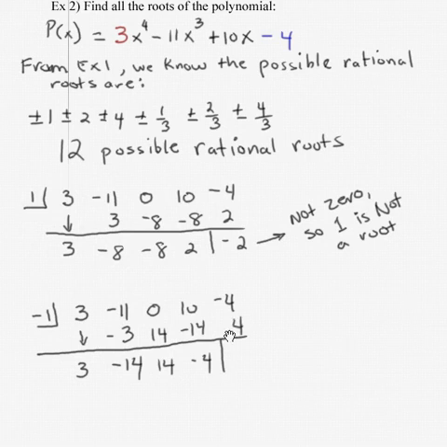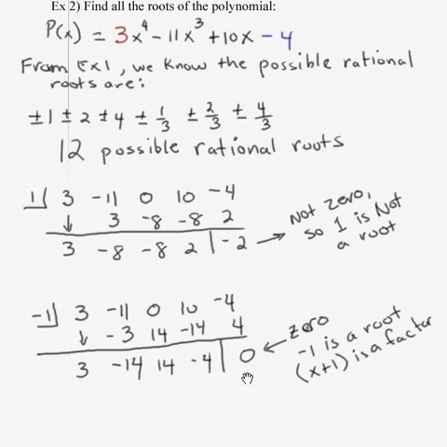Times a negative 1 is 4. Added to a negative 4 is a 0. Now some of you are going, you must be kidding. No, we're not. You need to do synthetic division until you find a remainder of 0. Now, once we found a remainder of 0, we're going to turn things around a little bit.